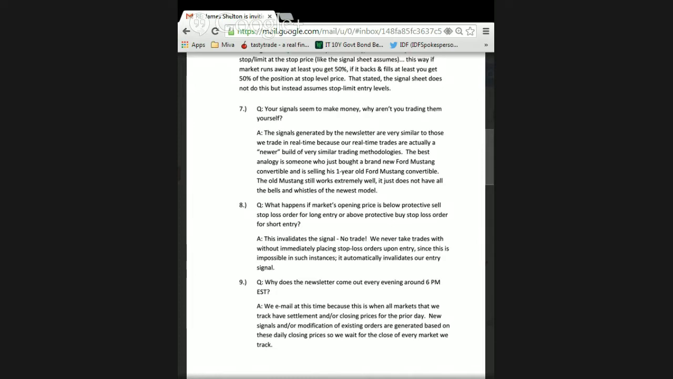What happens if the market's opening price is below the protective sell stop loss order for a long entry, or above the protective buy stop loss order for a short entry? Right, that would invalidate the signal.